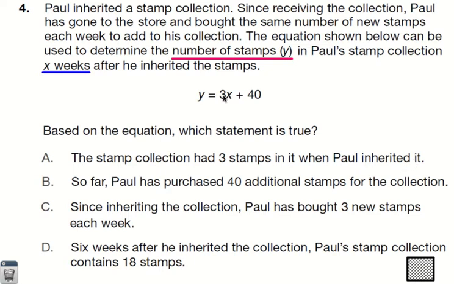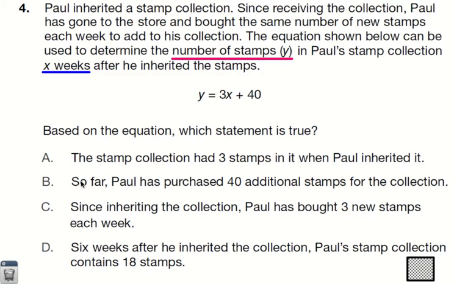No, the number 3 that's being multiplied by the number of weeks should represent how every week we're getting that many more stamps. If X is the number of weeks, you would be multiplying by 3, maybe this in choice C: since inheriting the collection, Paul has bought 3 new stamps each week. I'm liking C. I didn't like A. Let's check all of them though.